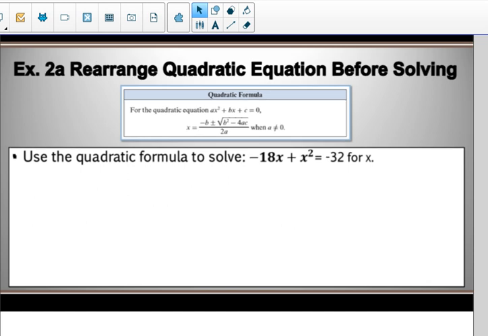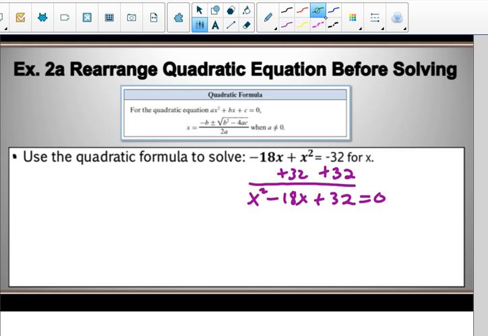Example 2a, rearranging the quadratic equation before solving. So I need to put it into standard form. The first thing I'm going to do is add 32 to both sides. And when I do that, now I need to rearrange everything. So the x squared first, minus 18x, and then plus 32 equals 0. And I can label my a's. So this is your a, this is your b, this is your c. Now let's plug them into the formula.